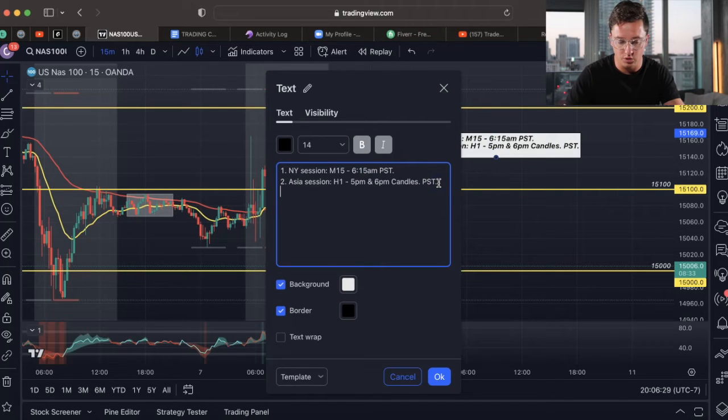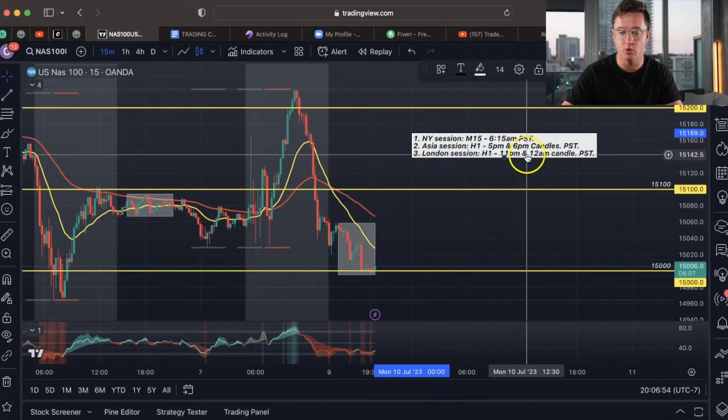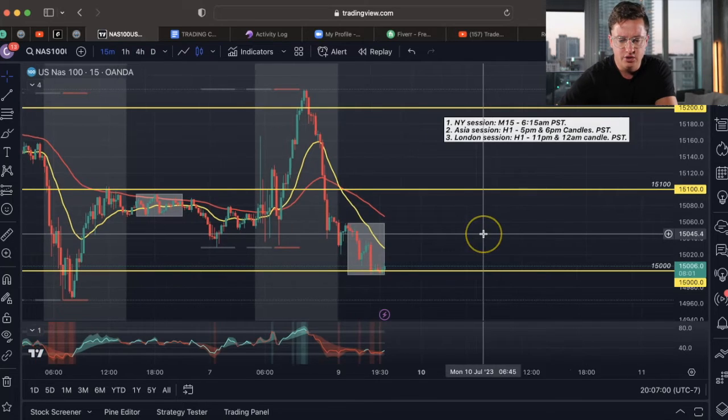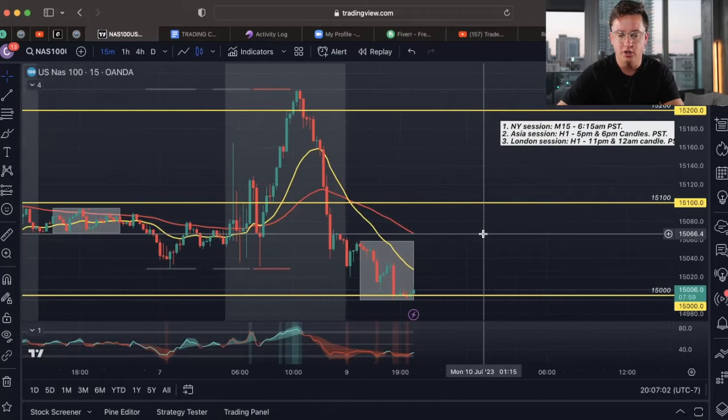And then the last one is going to be the London session. We're looking at the hour 1 chart, and we're looking at the 11 p.m. candle and also the 12 a.m. candle. Once again, PST. So we're going to leave this note right here. You guys can write this down, take a picture, screenshot, whatever you want. And then let's actually go over what I am looking at.